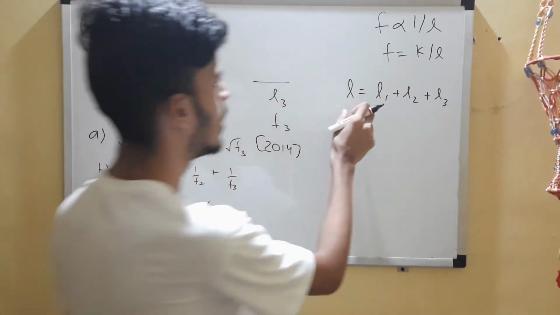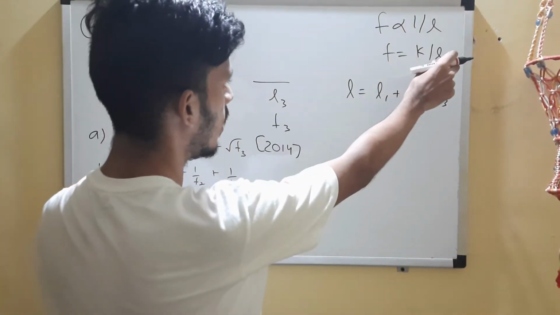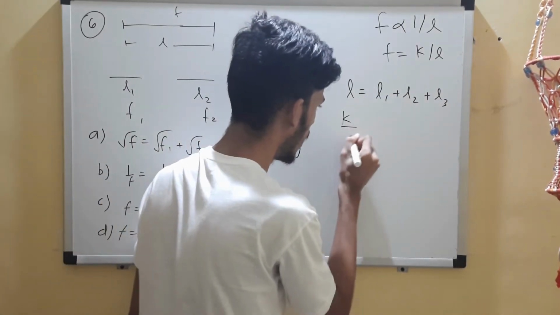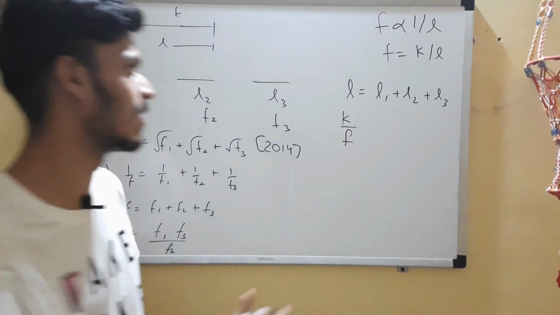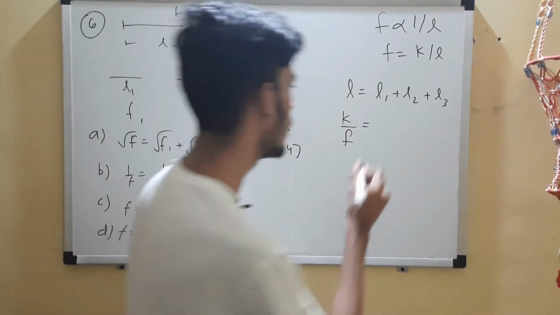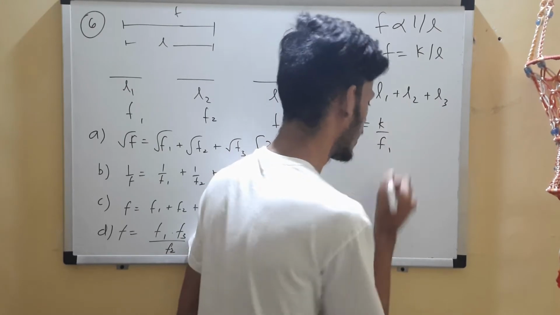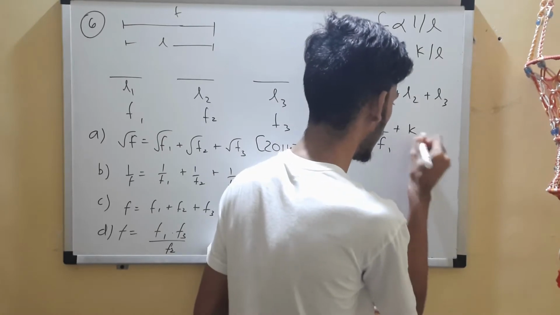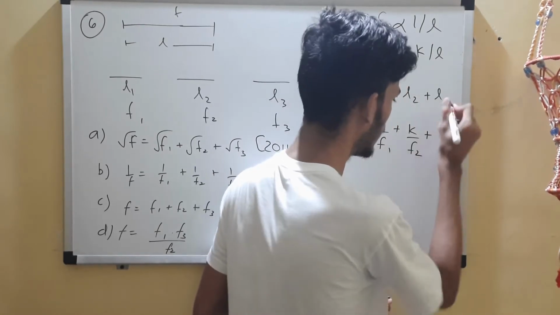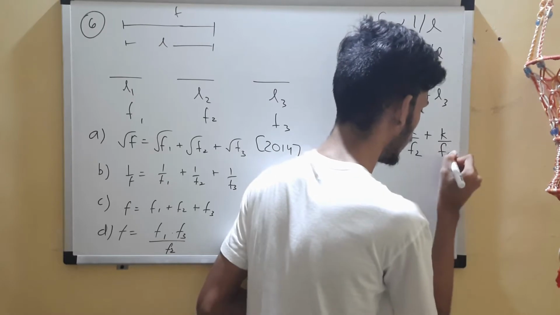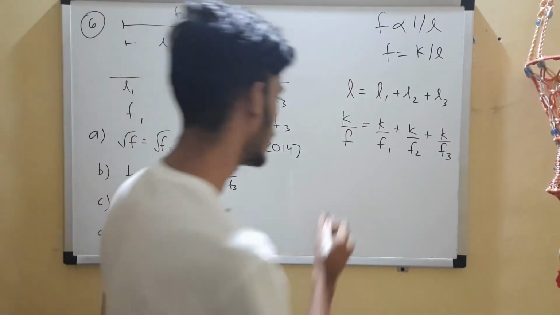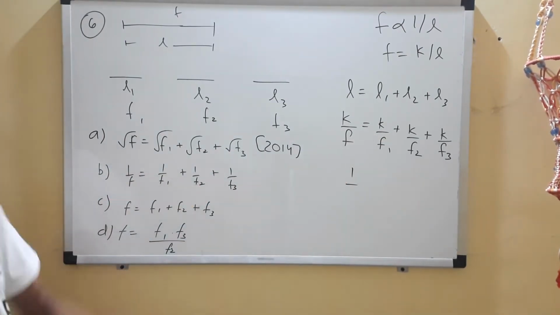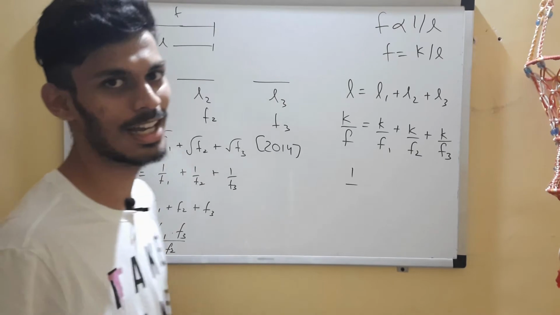Now write this L in terms of F and K. So you can write L equals K by F, where F is the original frequency. L1 you can write as K by F1, K is the proportionality constant. L2 you can write as K by F2, and L3 you can write it as K by F3. So you can cancel this K throughout and you'll get the relation, which is 1 by F equals 1 by F1 plus 1 by F2 plus 1 by F3. So option B is the correct choice.